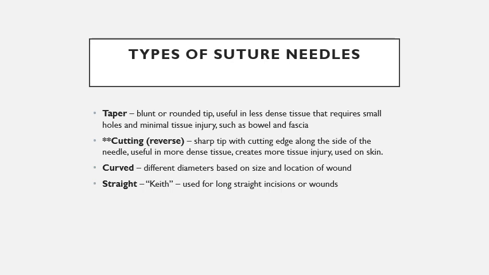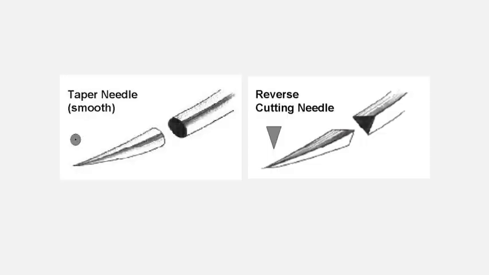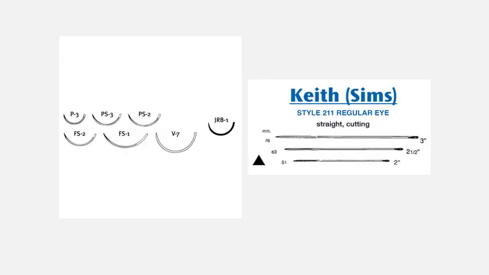Curved, there's different diameters based on size and location of the wound. And then straight or Keith needles are used for long, straight incisions or wounds. So here's a picture of a tapered needle and a reverse cutting needle. And then these are some pictures of curved needles with their different diameters, as well as straight or Keith needles.